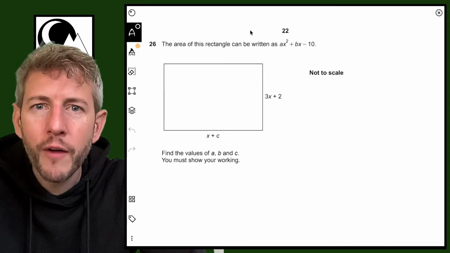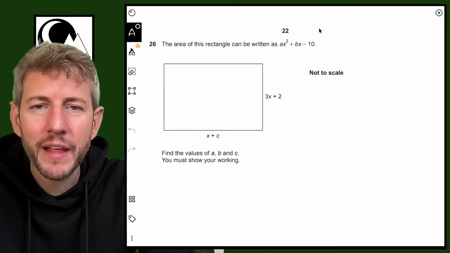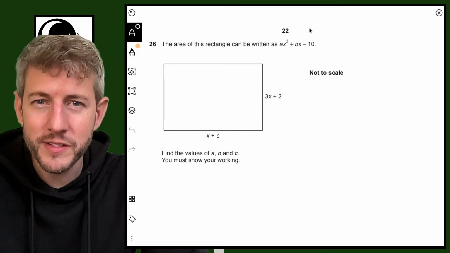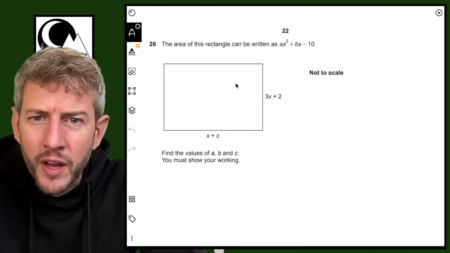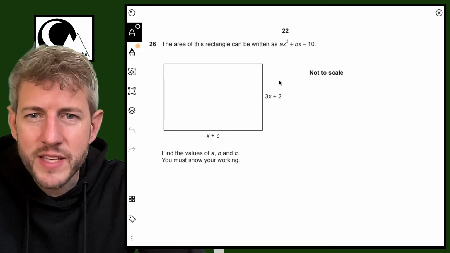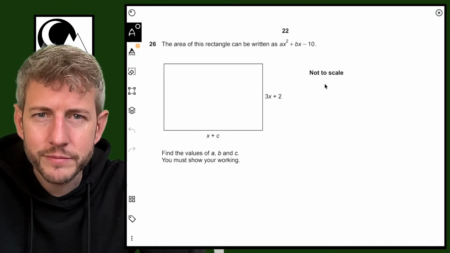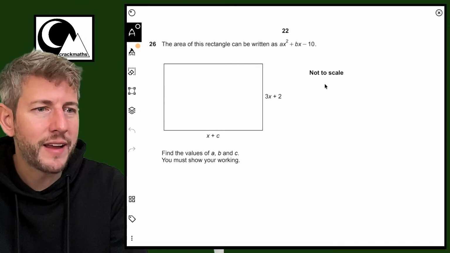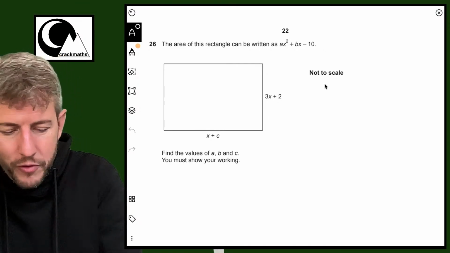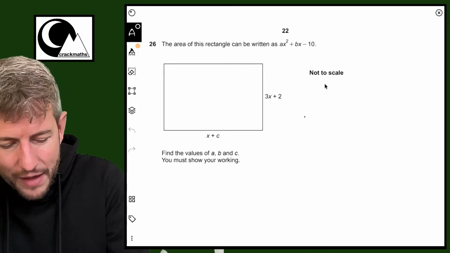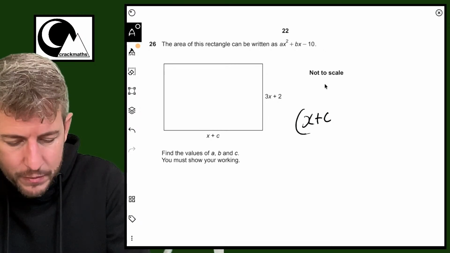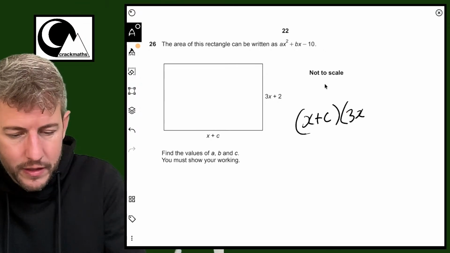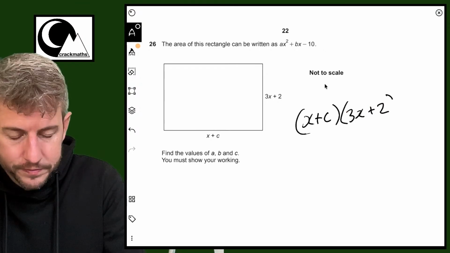The area of this rectangle can be written as ax squared plus bx minus 10. Find the values of a, b and c. Show your working out. Okay, right. So it's the area of a rectangle. So the area of a rectangle is length times width. So we've got the two measurements here. So we're going to have x plus c, bracket, bracket, over here. And we're going to have 3x plus 2.